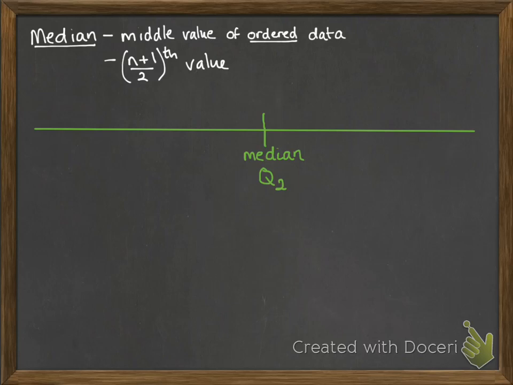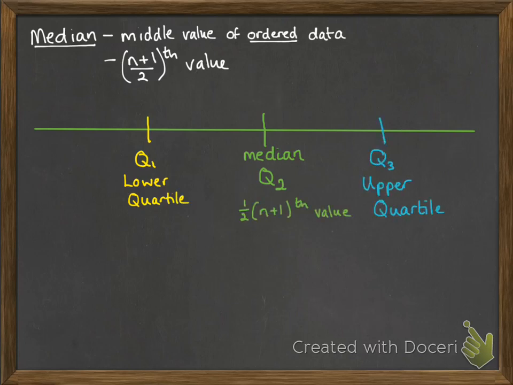So think about it on a number line. We have the median halfway along there, and we call that Q2 as the second quartile. Q1 would be the lower quartile, and Q3 the upper quartile. So we have that formula for working out where the median is, so it's half of n+1 to give us the position of the median.